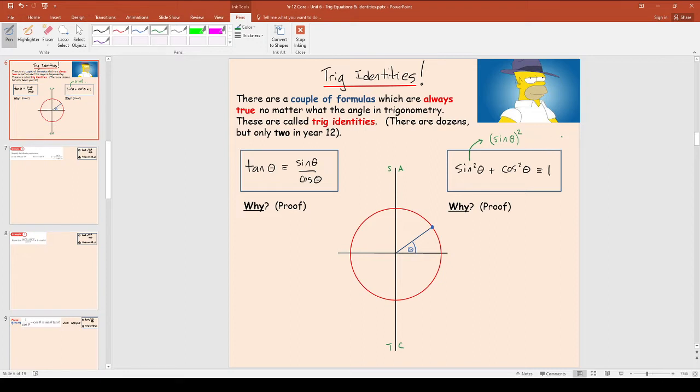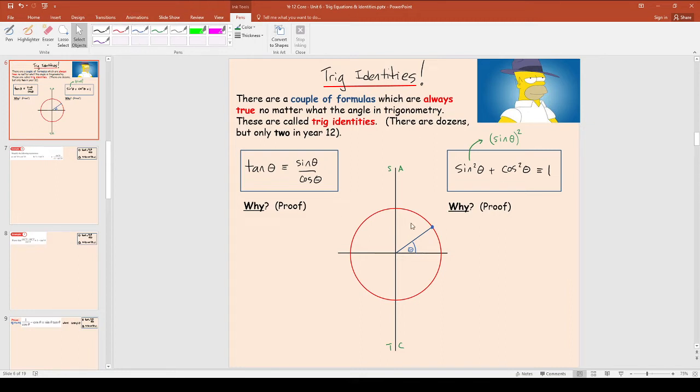Cool. Right, buddies. So let's get into the good bit. I'm going to prove where both of these come from just using the definition of circles and triangles. So let's absolutely crush it. So first things first, on the left, tan of theta is always going to be sine of theta over cos of theta.